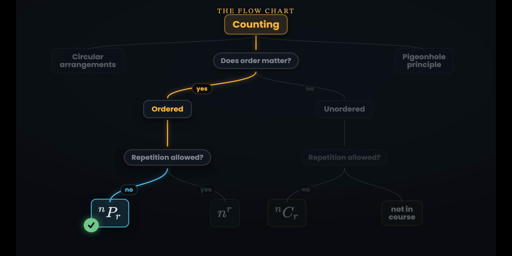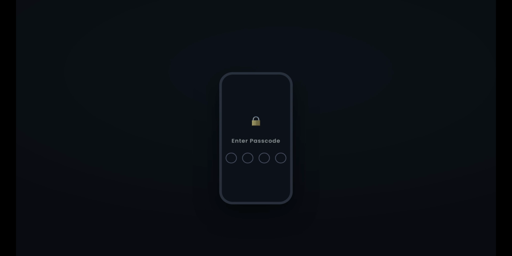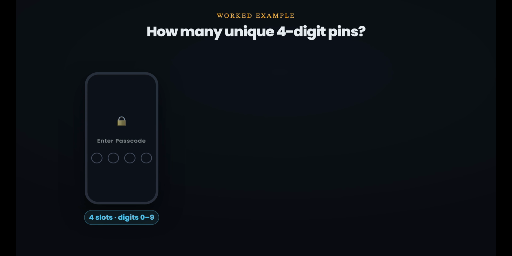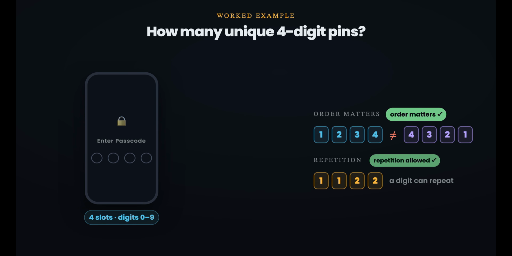Alright, that's one part of the flowchart covered. Now let's look at another part. An old iPhone has a 4-digit PIN to log in. How many unique PINs could be on there? Looking at the flowchart, order matters here, since a PIN of 1, 2, 3, 4 is different from 4, 3, 2, 1, and replacement is allowed since the same number can appear more than once, like 1, 1, 2, 2.